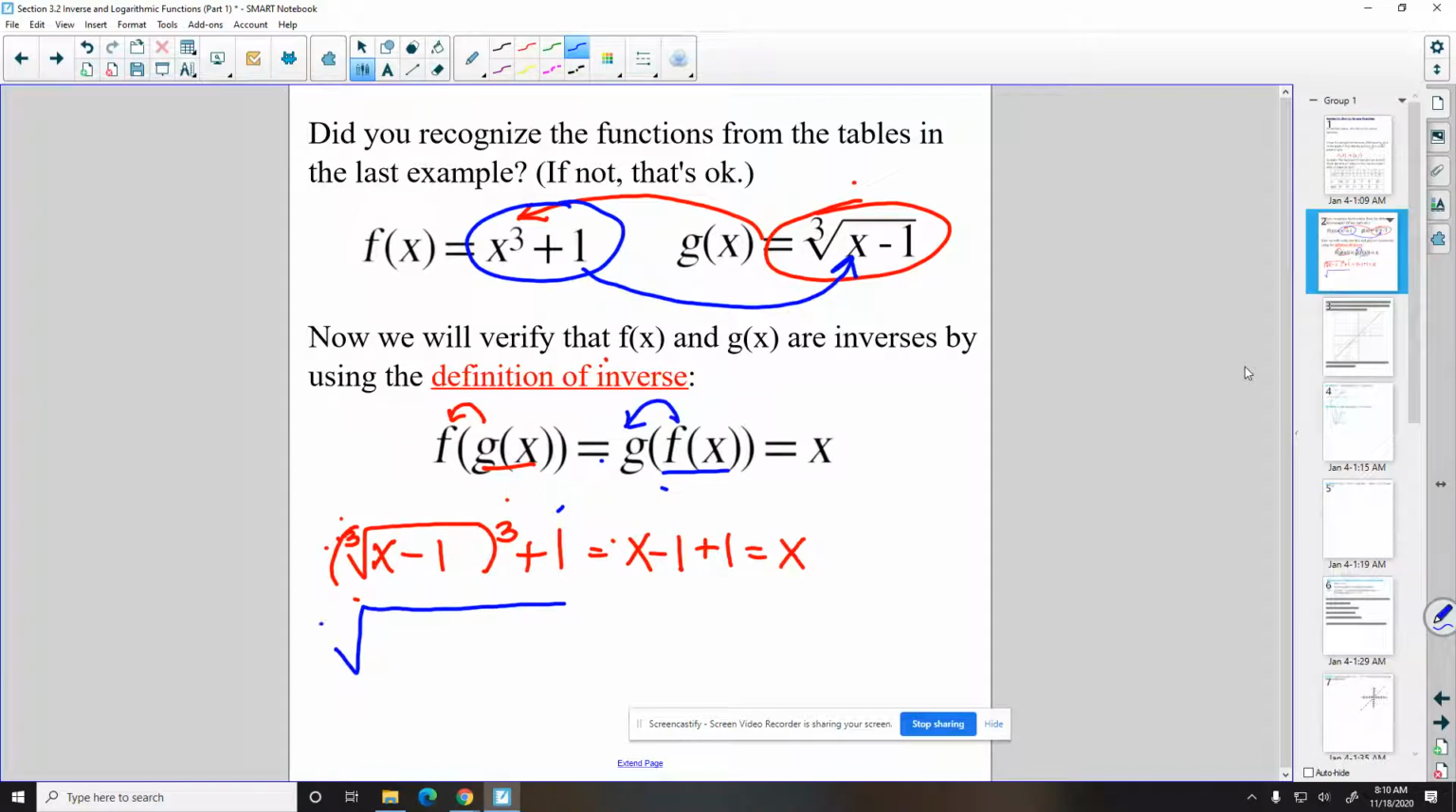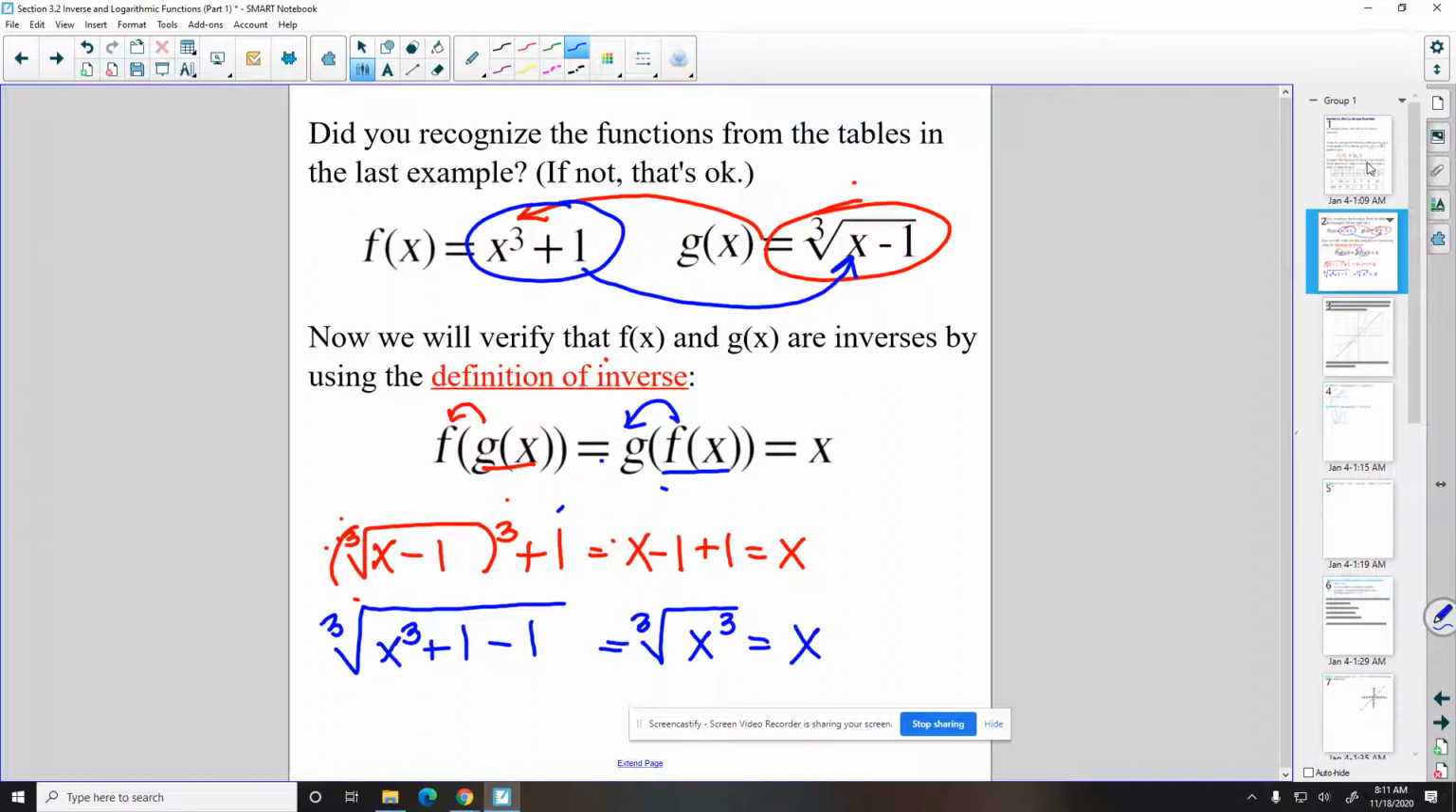It would be the cube root of x cubed plus 1 minus 1. And then we're going to work on the inside. Obviously, the plus 1 and the minus 1 cancel each other out. And the cube root and x cubed also cancel each other out, leaving you with just x. So just this simple algebra process allows you to verify that those two functions are in fact inverses of one another.